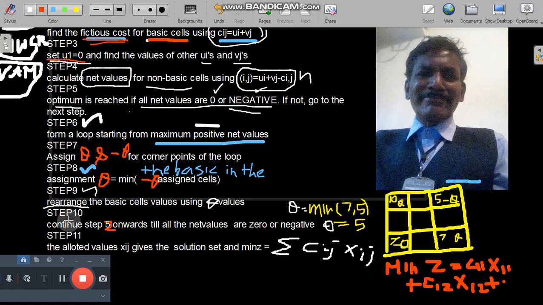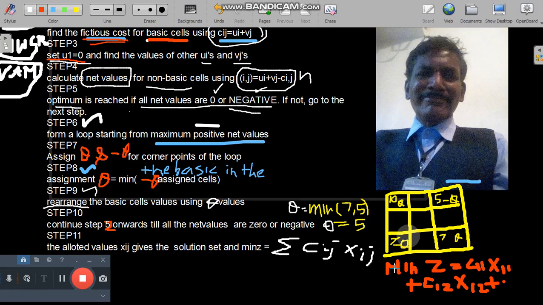So step number 10 is that we have to go further. If net values, we have to find out. So by using step number 2 again, net values will come there. So this is a new arrangement. For this new assignment value, we are finding out the solution set, and we are finding out the minimum transportation cost.